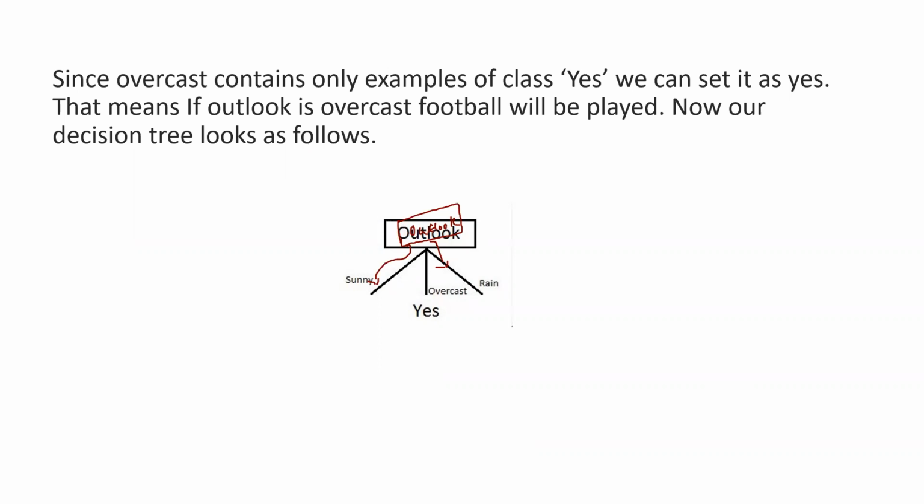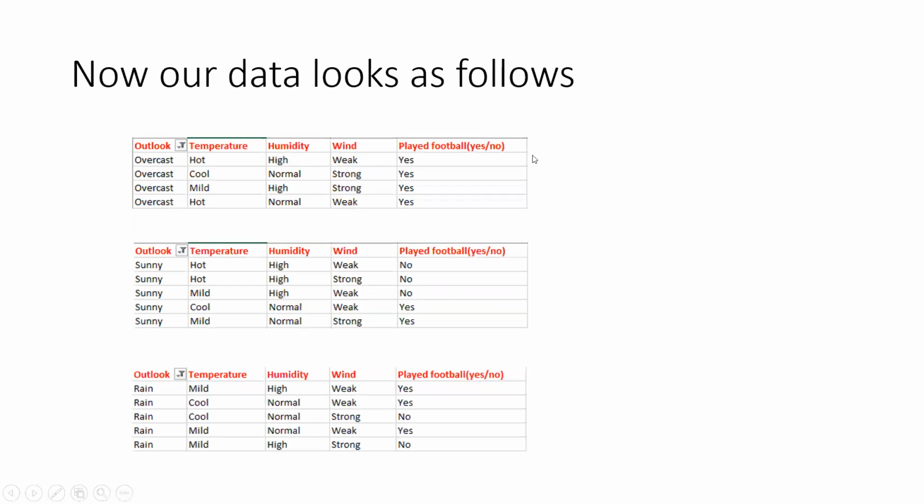Now the decision tree looks like this. If it is Outlook overcast, I don't care about anything else. Going back to the table, you can see that whenever Outlook is overcast, whatever the other scenarios are, I directly say go and play football. Simple. If Outlook is overcast, directly go and play football.